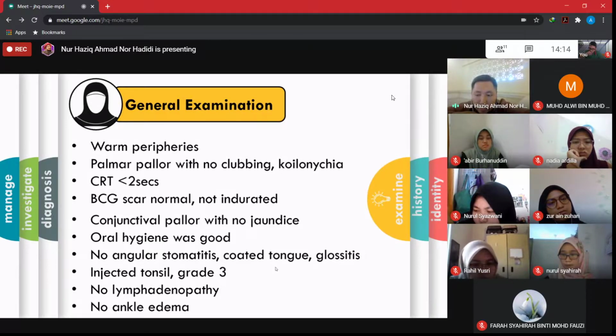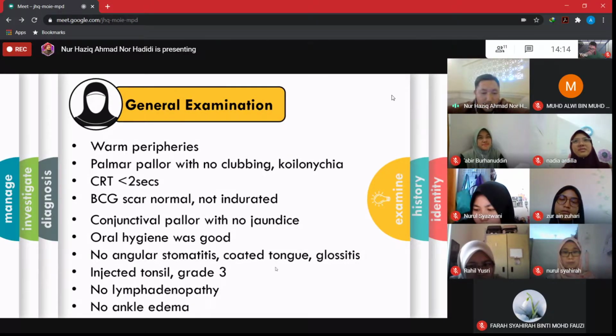On mouth examination, oral hygiene was good. There is no angular stomatitis, no potted tongue, and no glossitis. However, on the tonsil examination, there is an enlarged tonsil, presumably grade 3, noted in this patient. Otherwise, there is no lymphadenopathy and no angioedema.